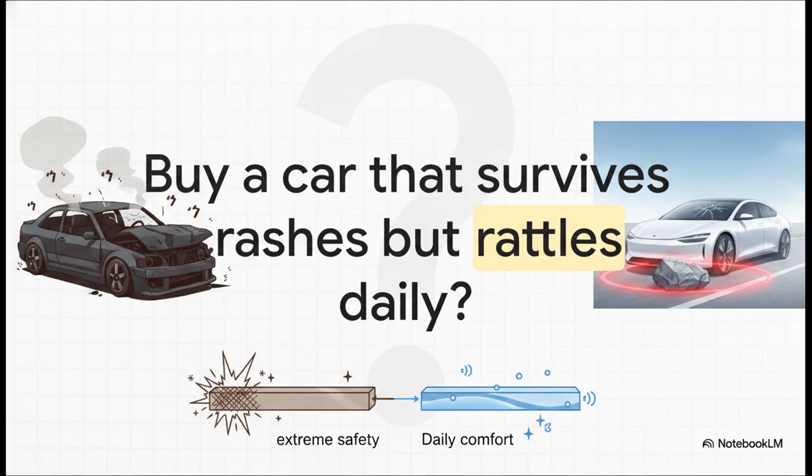Professor Arvind Deshmukh uses this brilliant analogy, and it perfectly captures exactly why structural engineers rely on the limit state method. They have to evaluate both the extreme safety and the daily comfort for pre-stressed concrete structures. You really can't have one without the other.